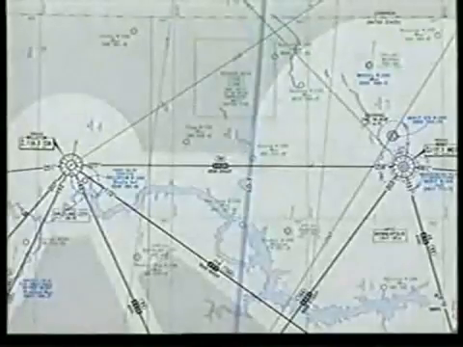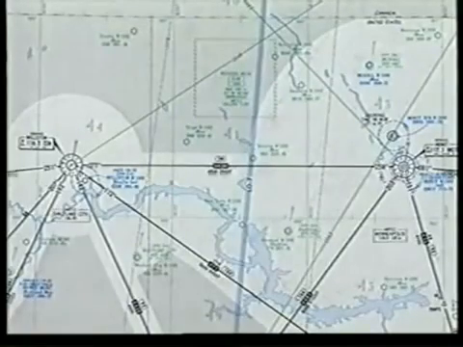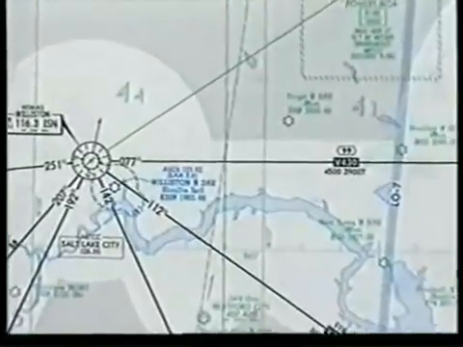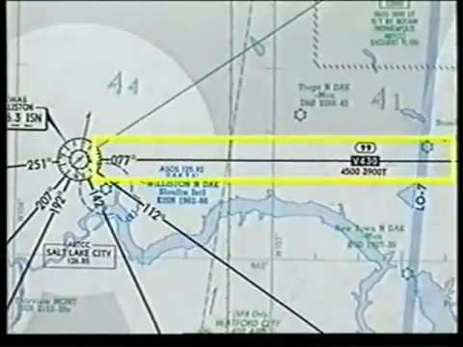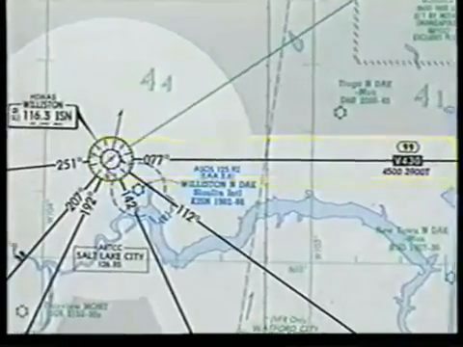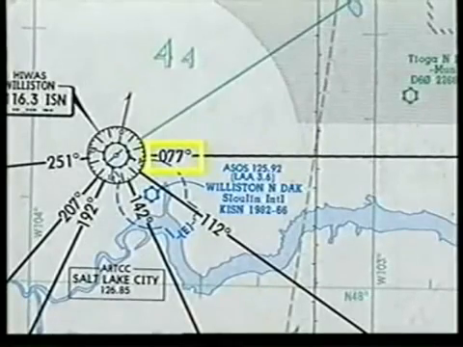The next area we'll look at is how airways and their associated navigation components are shown on Enroute charts. Victor airways are formed by radials extending from VOR, VORTAC, or VOR DME stations. The airway center line is identified by a solid black line. The VOR radials forming the airway are labeled next to the NavAid symbols.